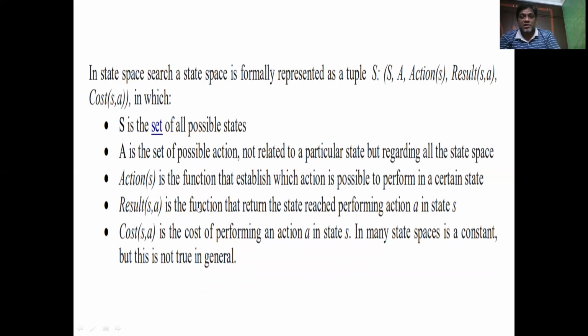The result of S comma A is the function that returns the state reached by performing action A in state S. From state S, if we perform action A, what could be the result? That is result of S comma A. And finally, cost of S comma A is the cost of performing an action A in state S.